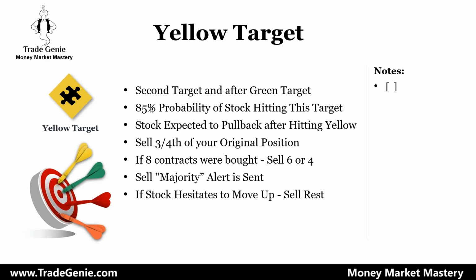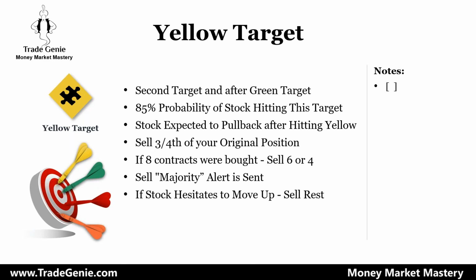So the second target after the green target is called the yellow target. Because it is further from the entry price, the probability is a little less, 85%. So just assign some probability to how likely the stock is to hit this target. It's set based on the resistance.